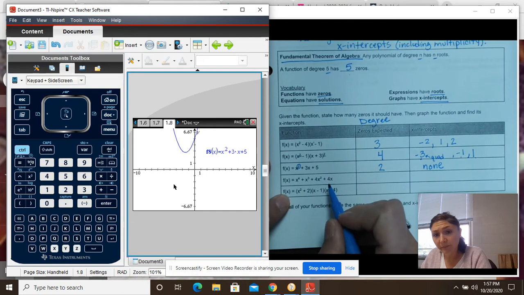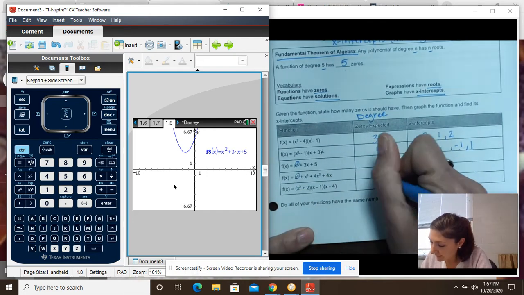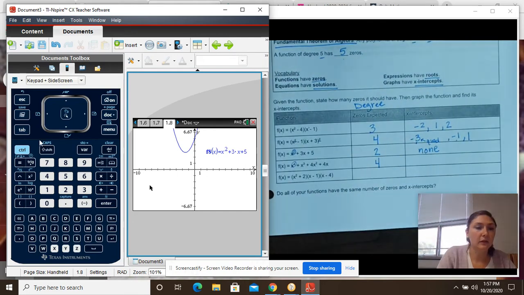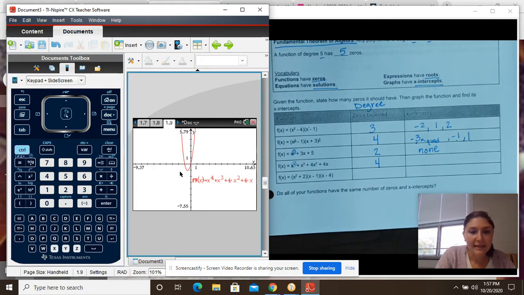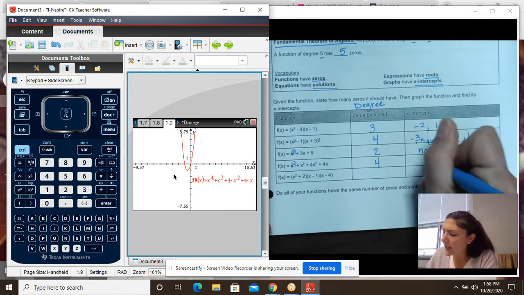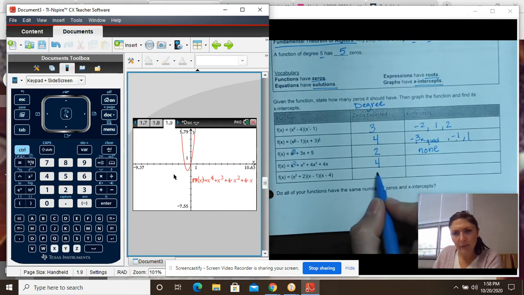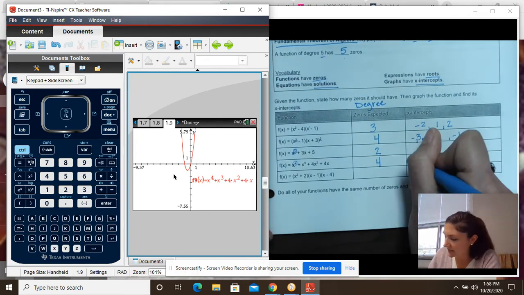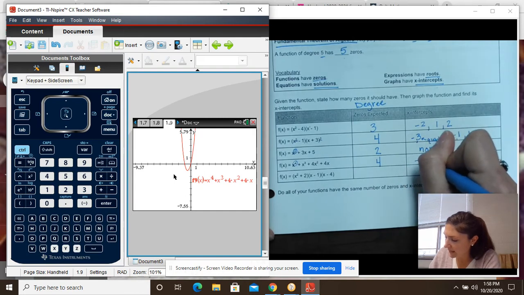My next function, degree of 4. So let's take a look. Move forward to my next graph. This time I only have 2 x-intercepts. I don't have any quadratic or cubic behavior that's going to increase that. So this one also a little off from what we're expecting, but I do have x-intercepts at -1 and at 0.